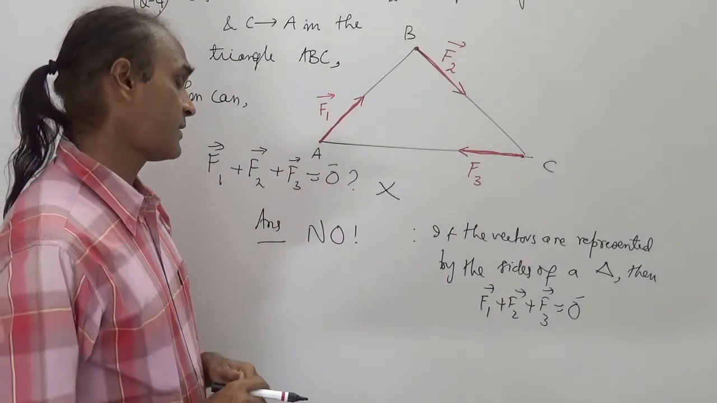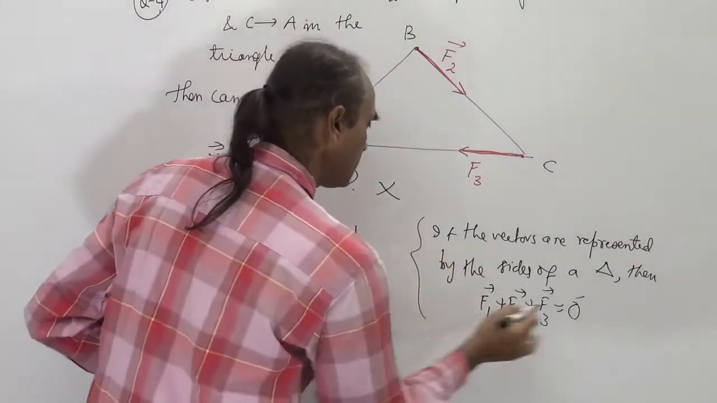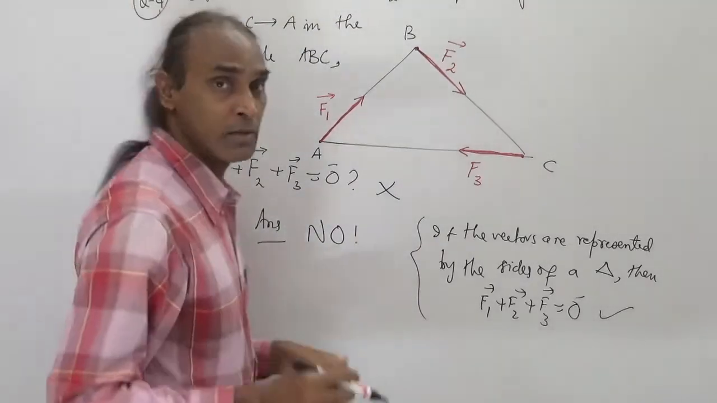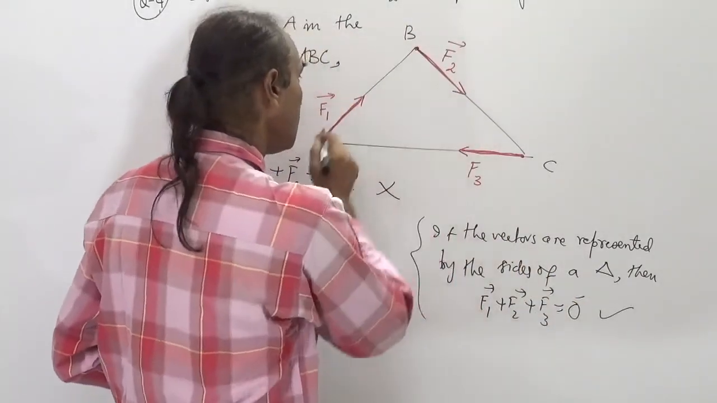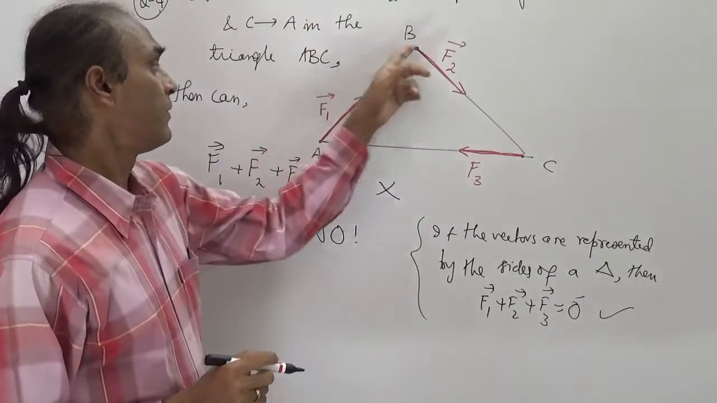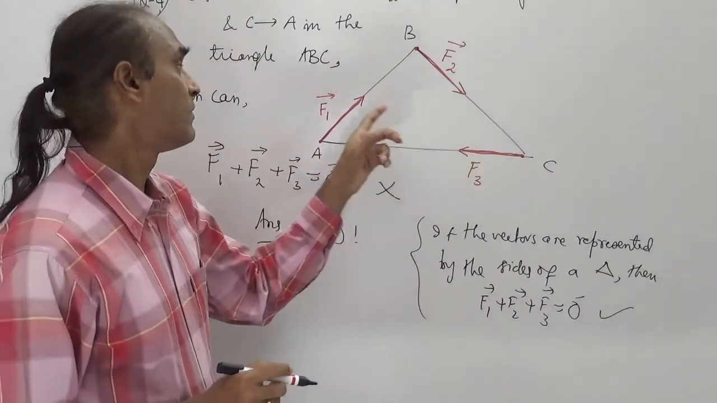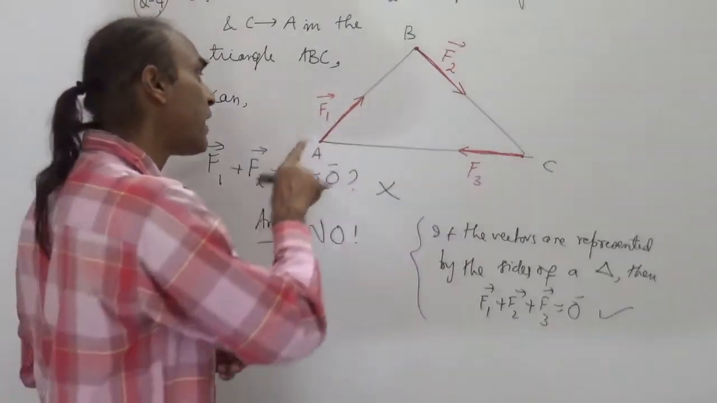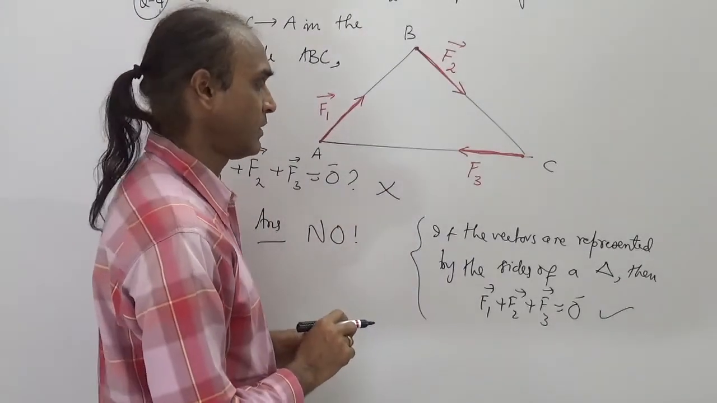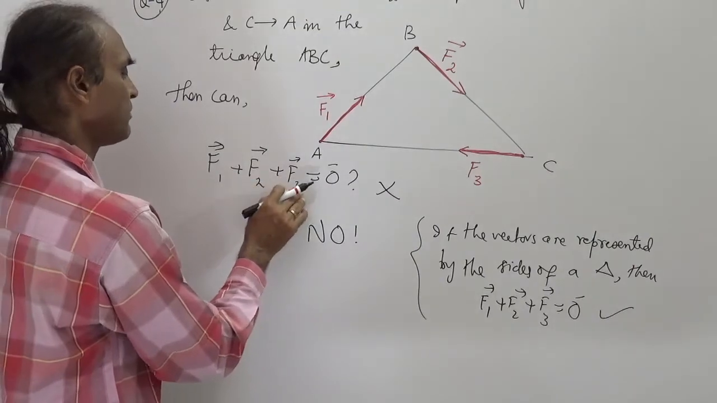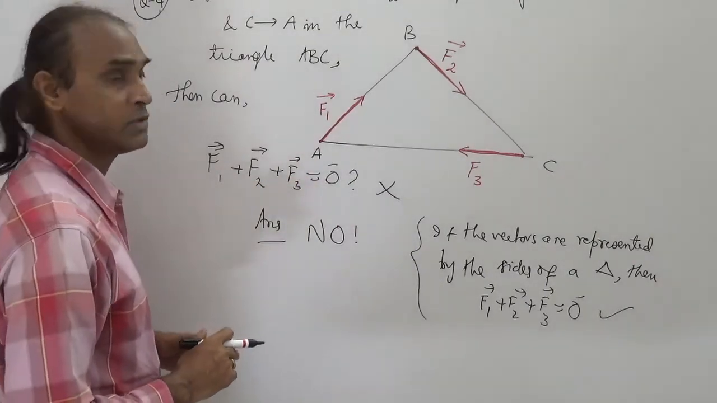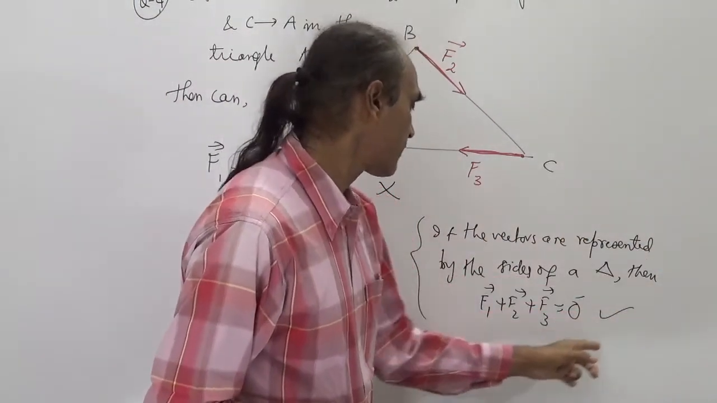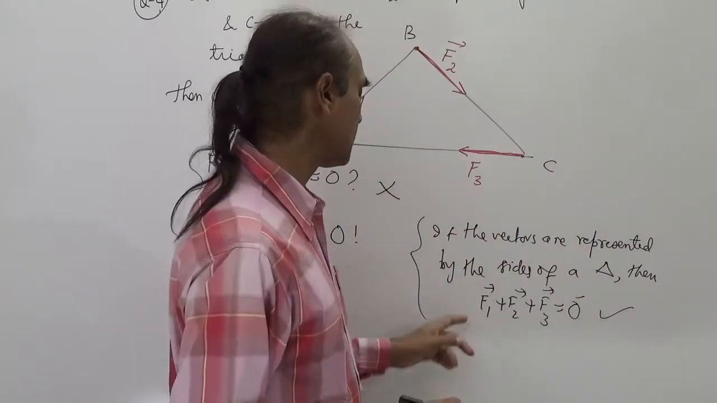They are not represented by the sides. Now a question arises. When this statement is correct and this is wrong, what is the basic difference? The basic difference is, in this case the sides of the triangle do not represent the vectors F1, F2 and F3. They are just passing through the sides. Then in this case, F1 plus F2 plus F3 cannot be equal to the zero vector. Now we may ask the question, how can a triangle represent these forces?